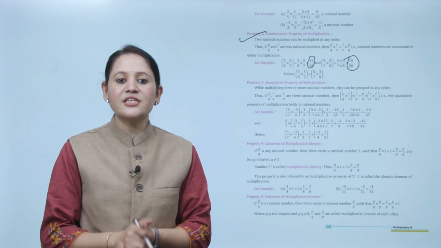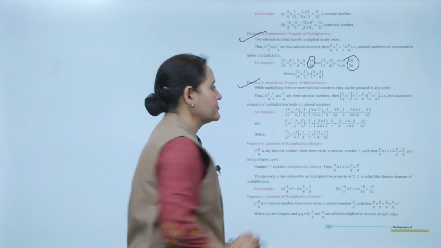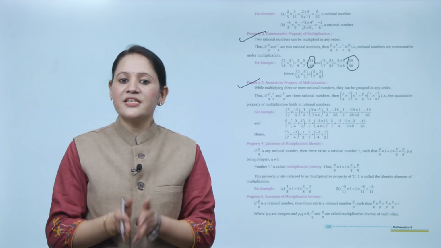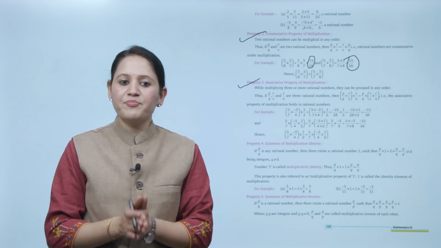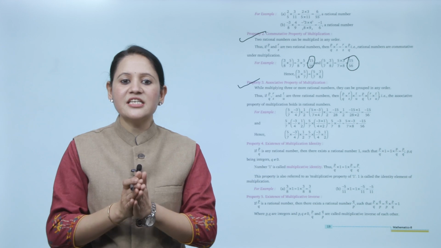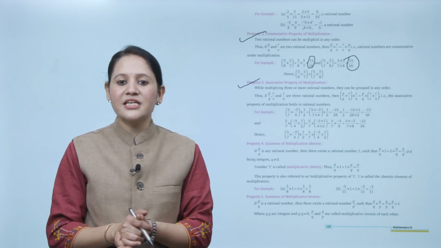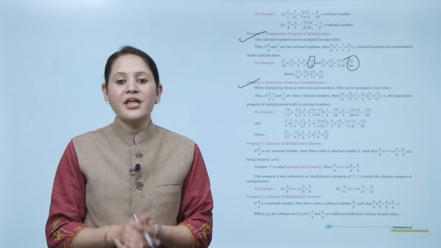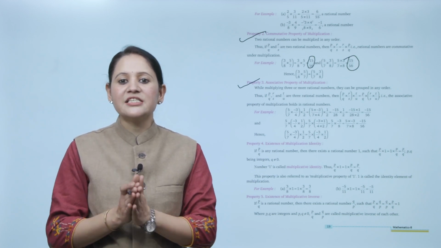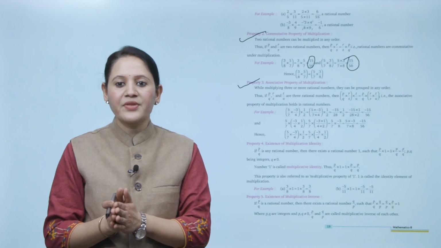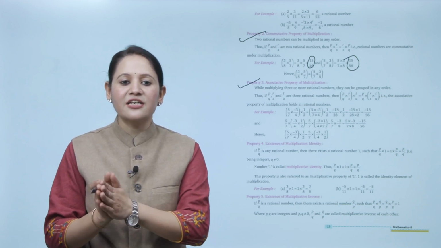Next, property 3, associative property of multiplication. While multiplying three or more rational numbers, they can be grouped in any order. Thus, if P upon Q, R upon S and T upon U are three rational numbers, then P upon Q into R upon S multiplied by T upon U, that is equals to P upon Q multiplied by R upon S into T upon U. The associative property of multiplication holds in rational numbers.